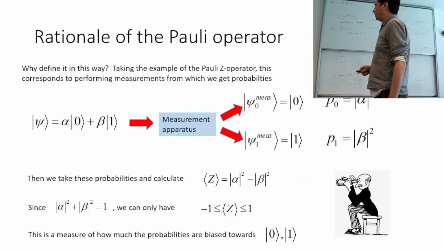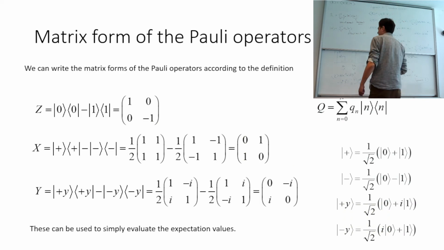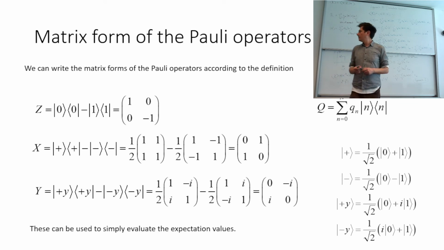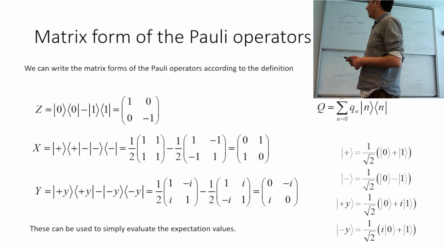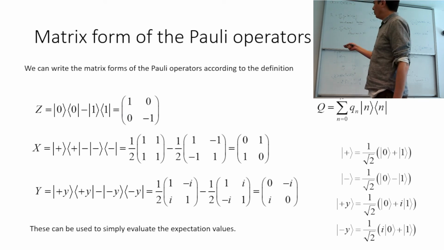Okay, so we can write these things in terms of matrices as well. I already did this one. Just following the general expression for the observable operator, you have a value, and it's always plus or minus one. And then here are the basis states. For 0 and 1, it's just 0 and 1. But for the Pauli x operator and Pauli y operator, it's these plus minus states, or the plus y, minus y states.